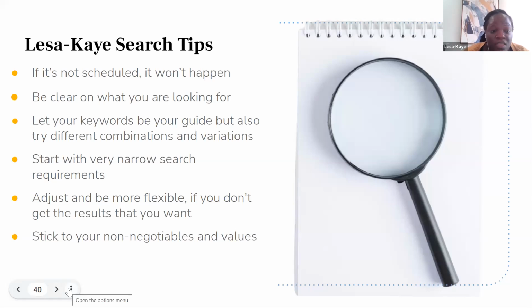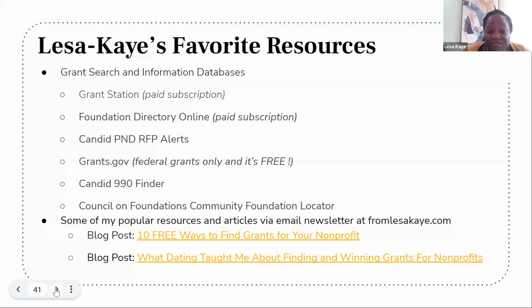values. You really want to make sure that you are partnering with funders. You are getting grants that align with your organization's values, and you are not harming the community and the people that you work with by partnering or getting grant funding from a funder that doesn't align with the values of your organization.